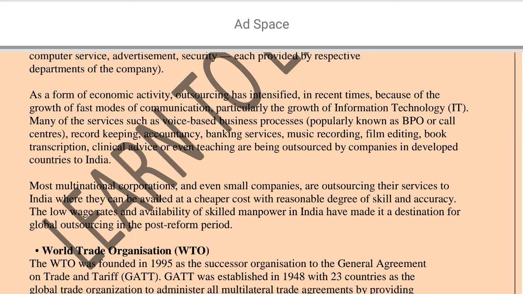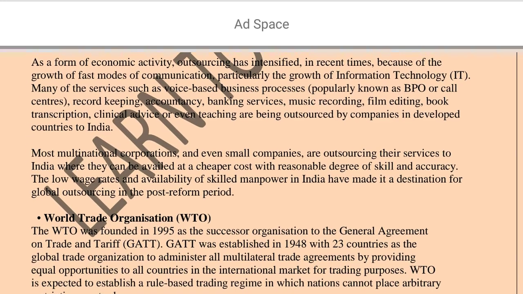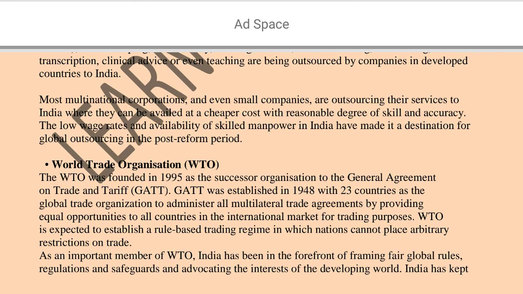Most multinational corporations and even small companies are outsourcing their services to India, where they can be availed at a cheaper cost with a reasonable degree of skill and accuracy. Many of them outsource from India because there is very low labor cost, so they can get their work done at a very cheap rate, with a reasonable degree of skills and accuracy available in the youth of the Indian population. The low wage rates and availability of skilled manpower in India have made it a destination for global outsourcing in the post reform period. So this is the reason why many multinational companies look to India to use its labor capacity for services like BPO, call centers, and outsourcing.